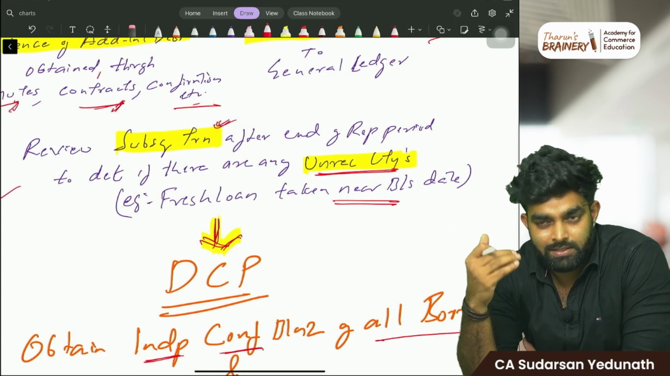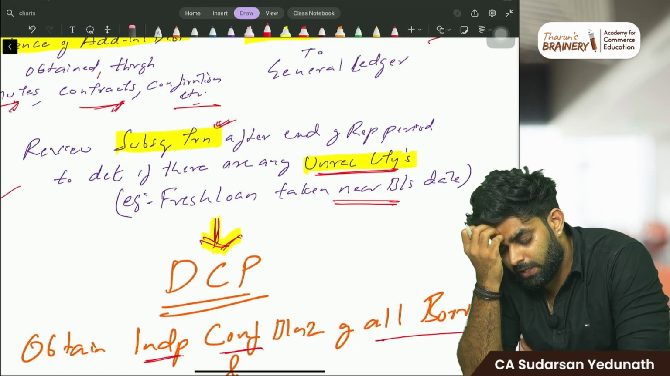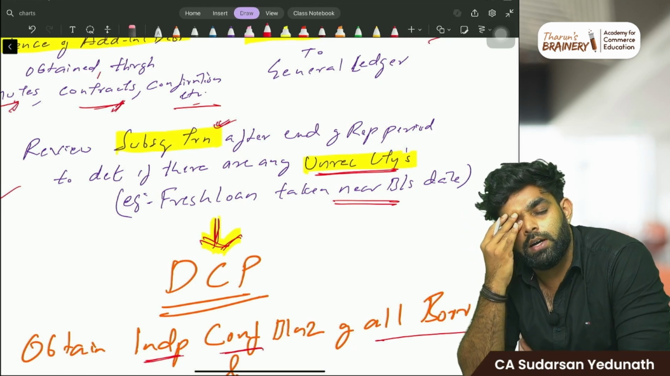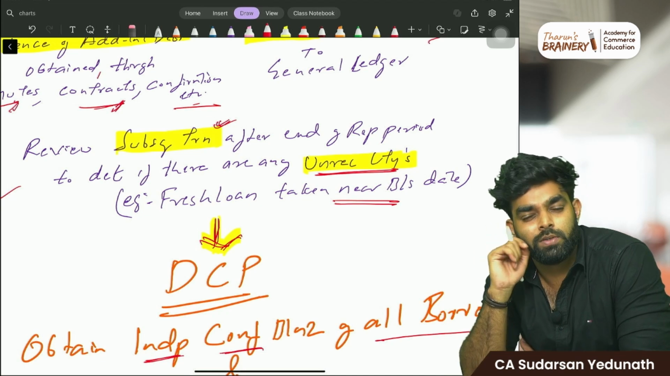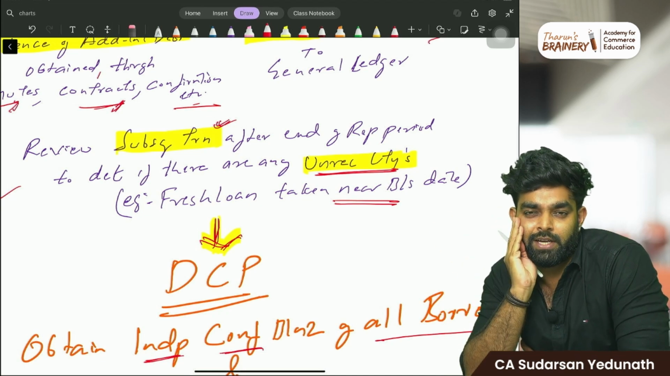Just see like that. I'll give you a simple example. Sometimes a company has applied for a loan on 25th March, and the loan was actually granted on 31st March itself.